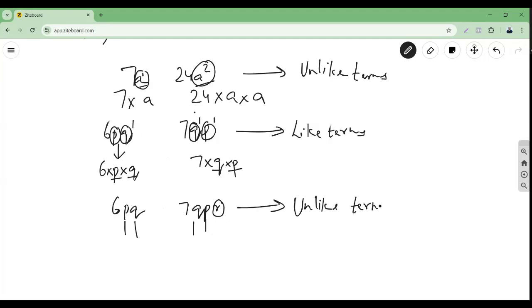So I hope you are understanding the concept behind what like terms and unlike terms are. Don't go by just the trick. Go by understanding why it is like that. Okay, that's what I'm trying to explain here.